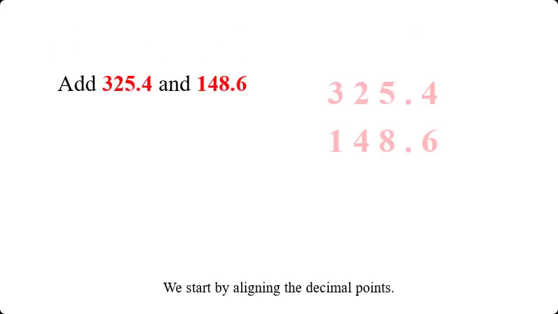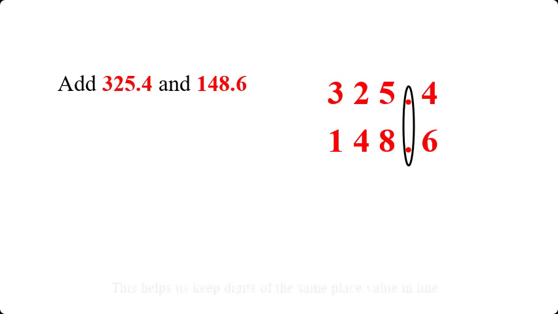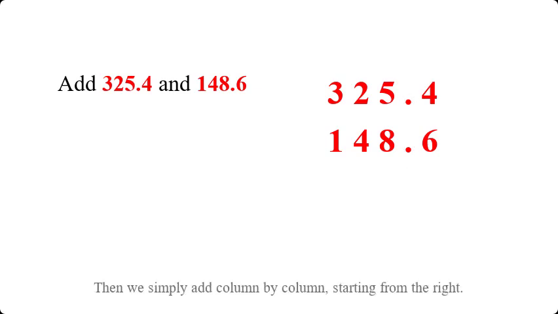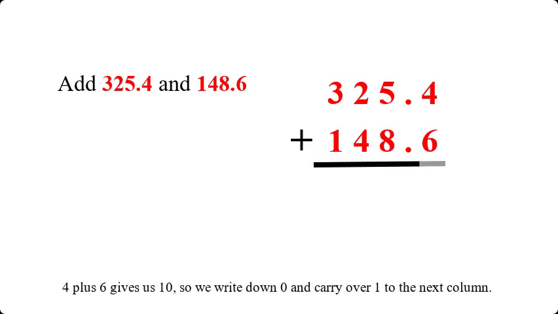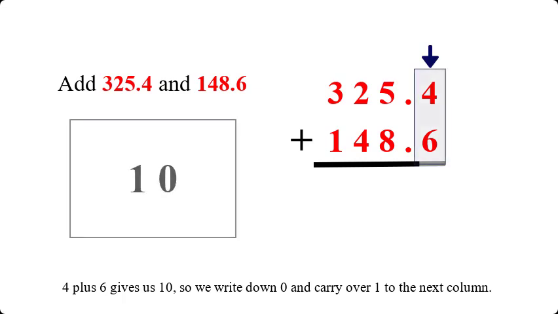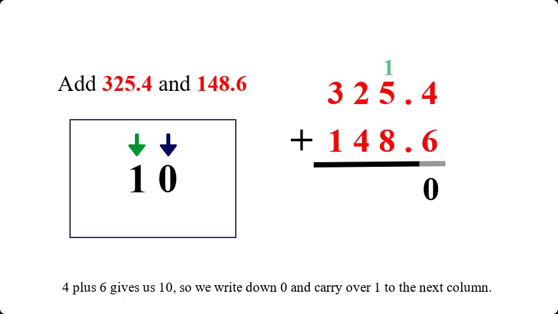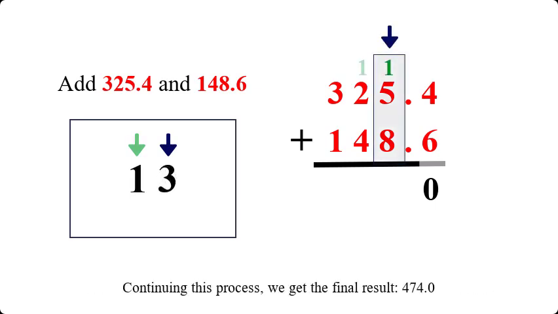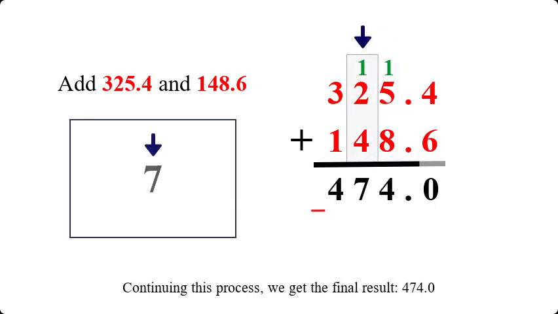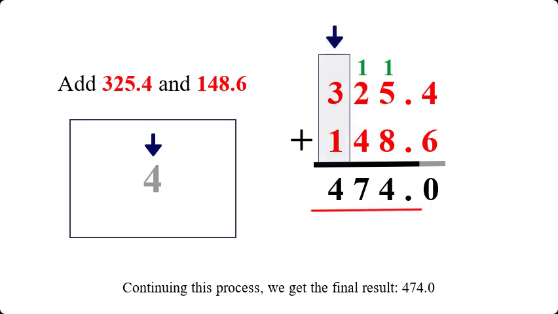We start by aligning the decimal points. This helps us keep digits of the same place value in line. Then we simply add column by column, starting from the right. 4 plus 6 gives us 10, so we write down 0 and carry over 1 to the next column. Continuing this process, we get the final result: 474.0.